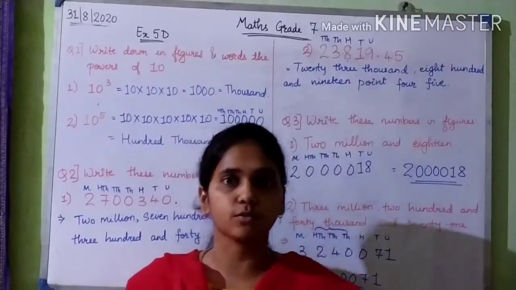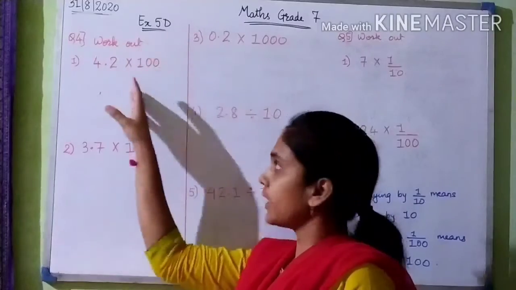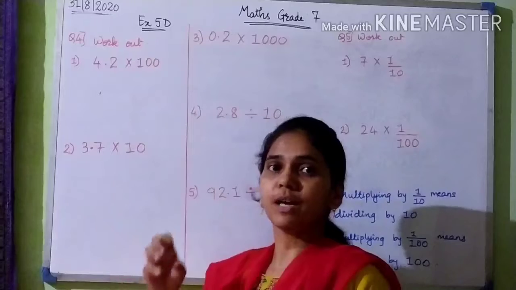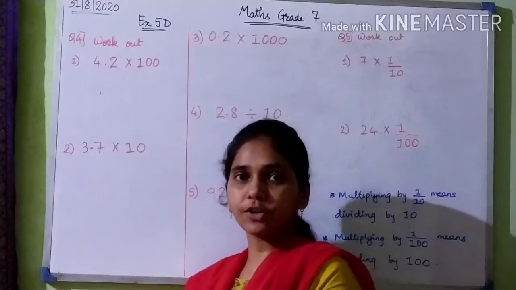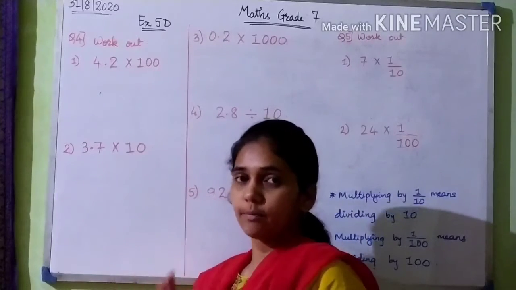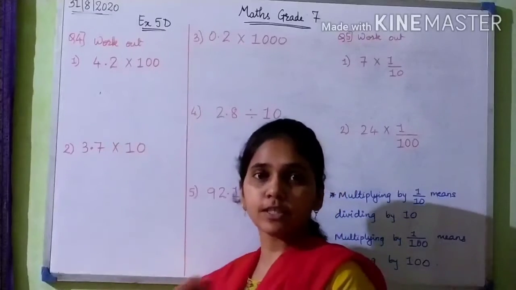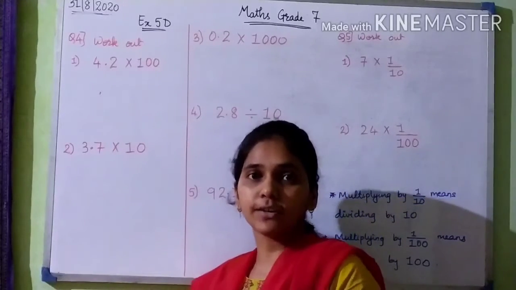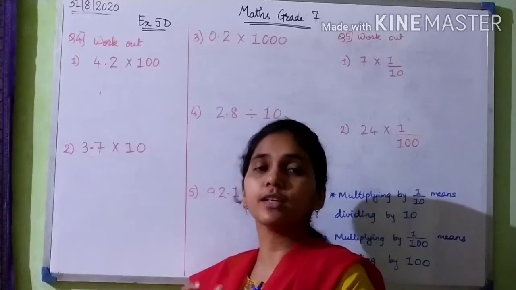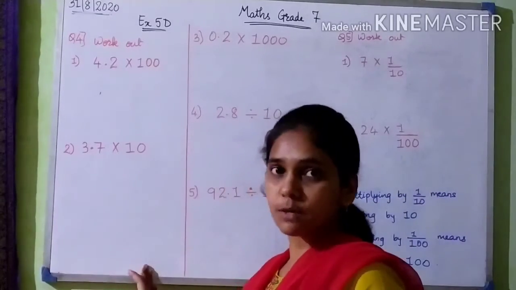Now we have completed the first 3 questions. We go to the fourth question now. The fourth question is workout. So we have to solve these sums. As I told you, if we multiply any number by 10 or 100 or 1000, the decimal point gets shifted towards the right, by the number of zeros there are in 10 or 100 or 1000. And if it is divided by 10, 100 or 1000, then the decimal point gets shifted towards the left side. We are going to see more sums based on that.